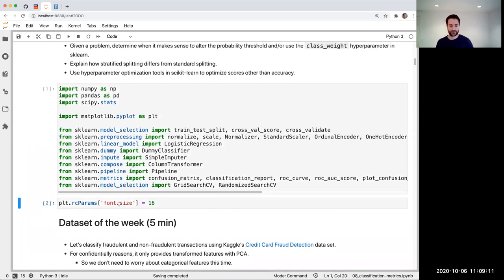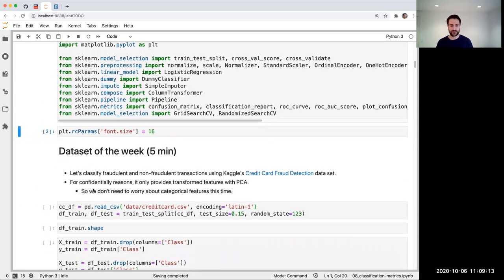So this is a new week, and so we have a new data set, and as always, you can download it. This data set is about credit card fraud detection, so I'm loading it up. I'm doing my train test split.